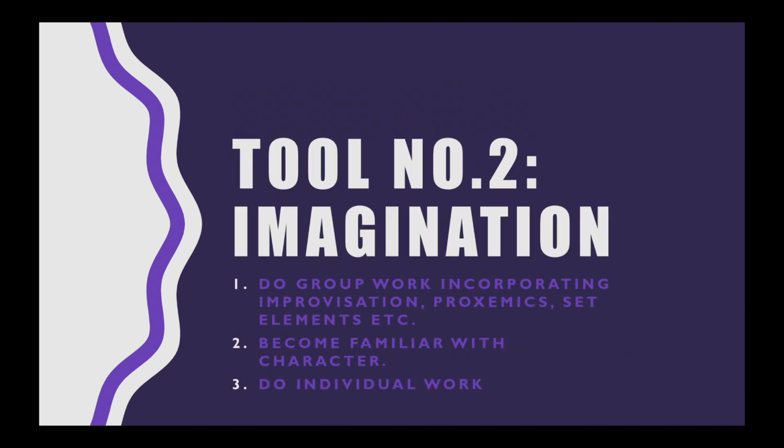Tool number 2, imagination, involves doing group work, which incorporates things like improvisation, proxemics, set elements, etc. Also becoming familiar with character, also by doing individual work. After having created a table of character information from your text, which you would have done from Stanislavski's given circumstances idea from tool number 1, intellect, you will find there are things that must have happened that can't actually be located in the script.